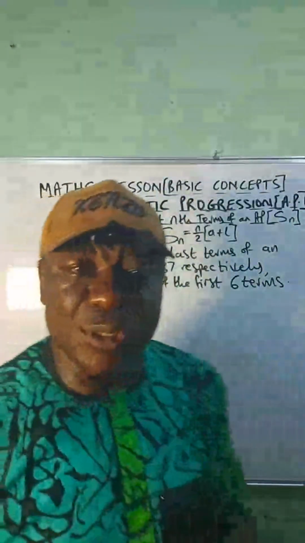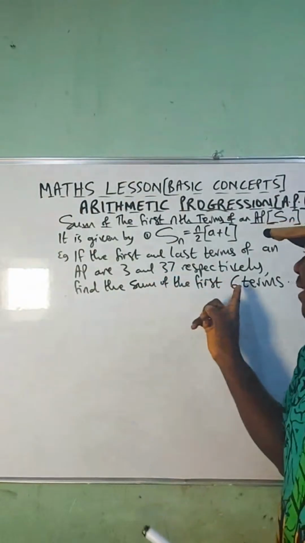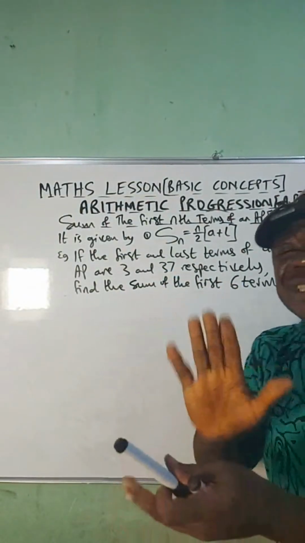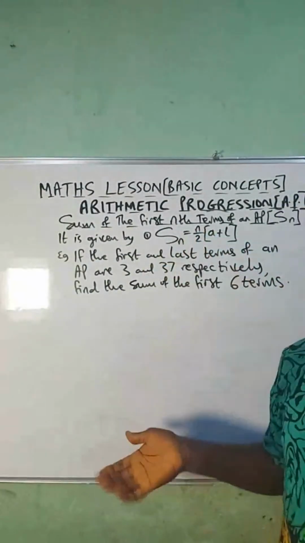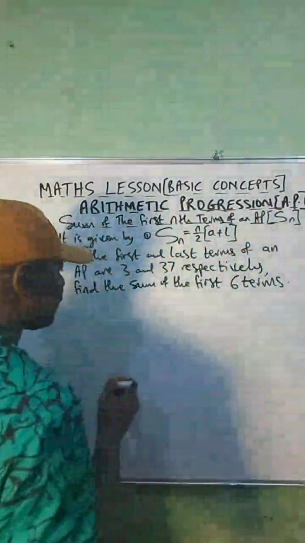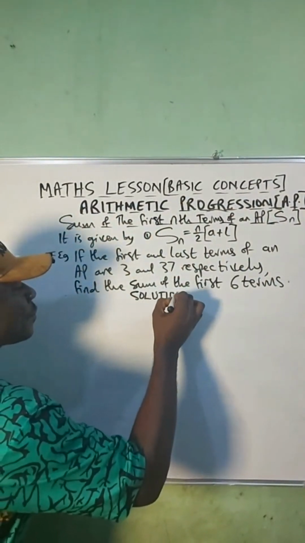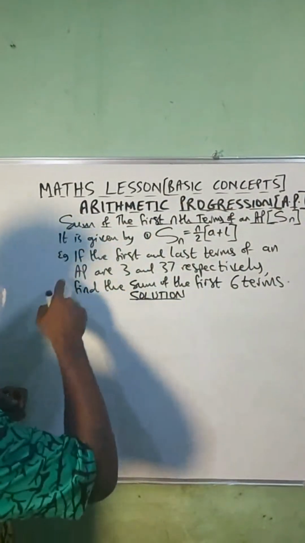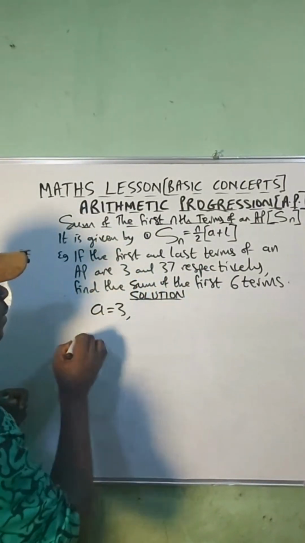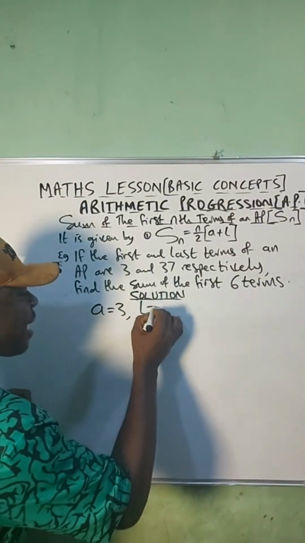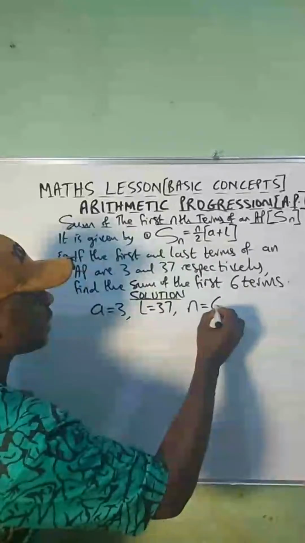Now, if you look at the question, they have given us the first term. They have given us the last term. They have given us the number of terms, n is 6. But they never said any information about the common difference. So you don't need to stress yourself. This formula is for you. Very simple. So, solution. The first term is 3, so A equals 3. And the last term, L, is 37. They say find the sum of the first 6 terms, so n is 6.